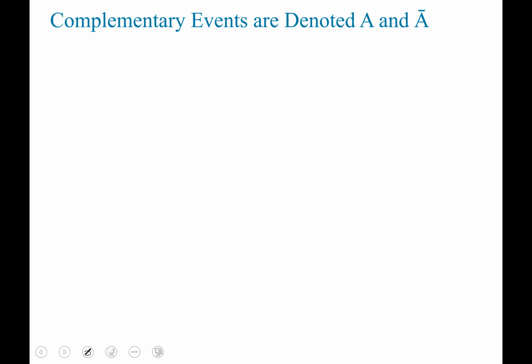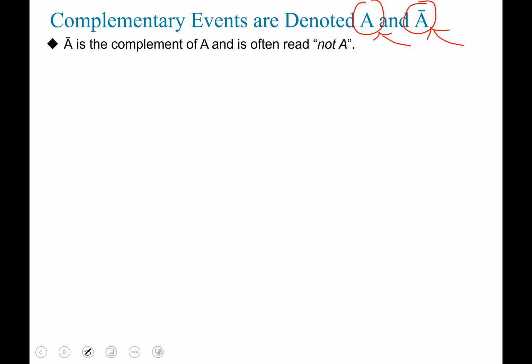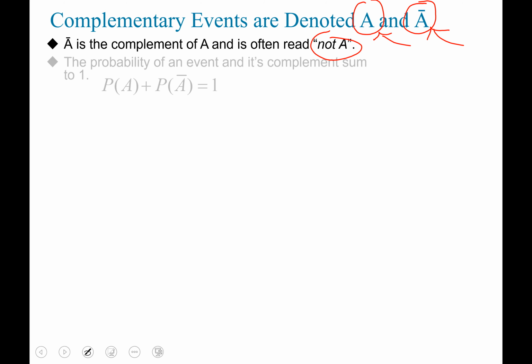Complementary events are denoted as a capital A and a capital A with the bar over top. So when you see that notation, think, that is the complementary event of A. A with the bar over top, or A naught, is the complement of A and is often read "not A."